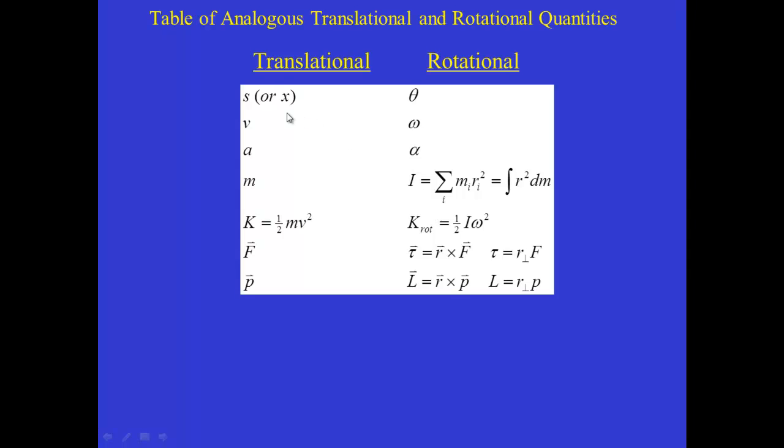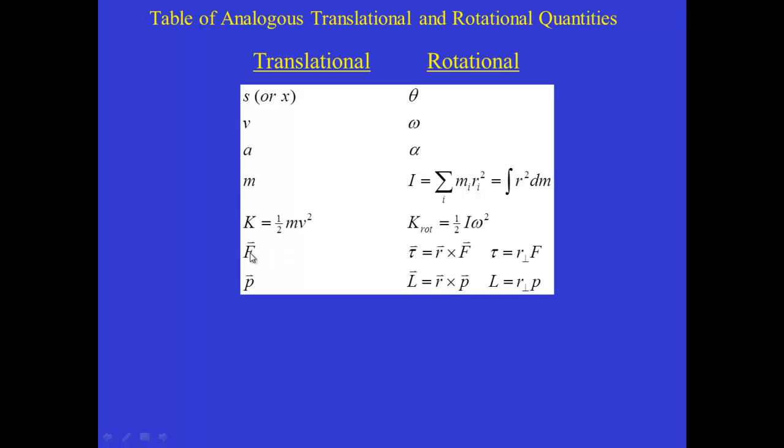Let's just survey these again. In translational motion, s or x represents the position for an object. In rotational motion, we use the angle theta. v in translational motion is replaced with omega in rotational motion. Linear acceleration is replaced by angular acceleration alpha in rotational motion. Mass is replaced by moment of inertia, which tells us something about how hard it is to get the object to be rotating. Kinetic energy of translation, well, there's a rotational counterpart to that as well: 1/2 mv squared is replaced with 1/2 I omega squared.